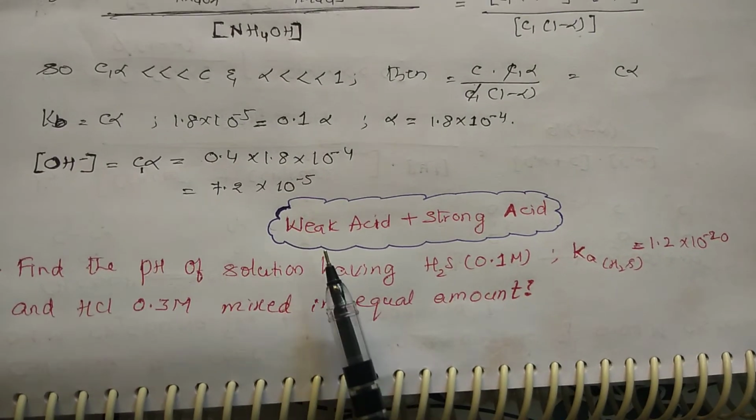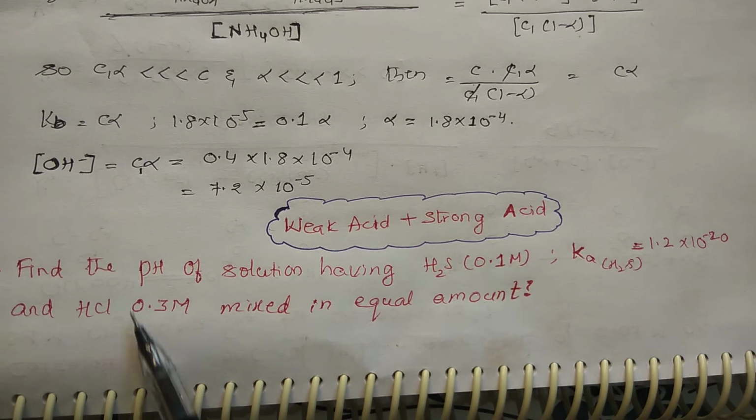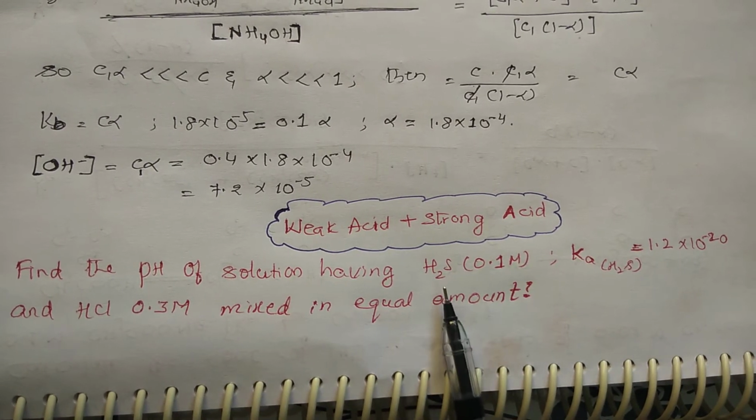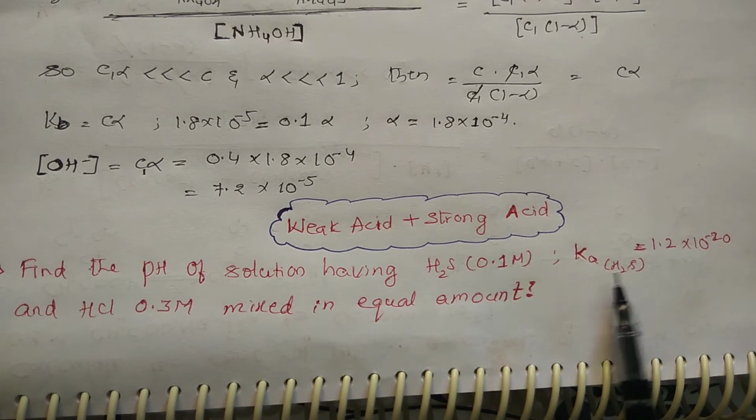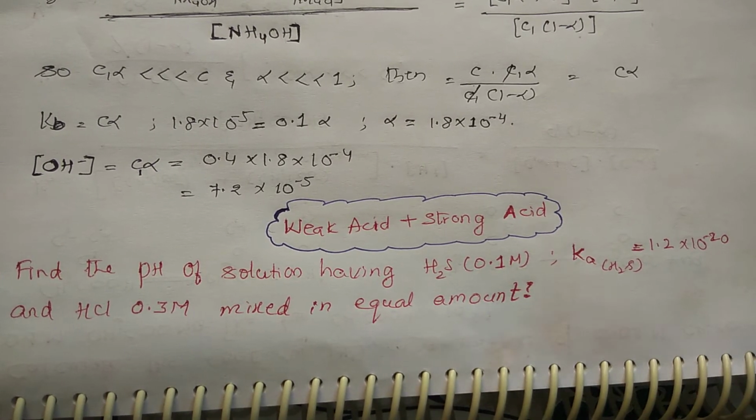Okay, this one is combining weak acid as well as strong acid. Find the pH of solution having H2S. This is the weak acid 0.1 molar. This is the Ka value, and this one HCl is the strong acid 0.3 molar. It is mixed in equal amount. Okay, this is one of the model.